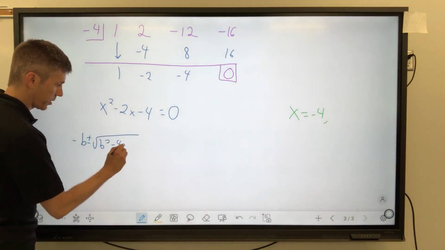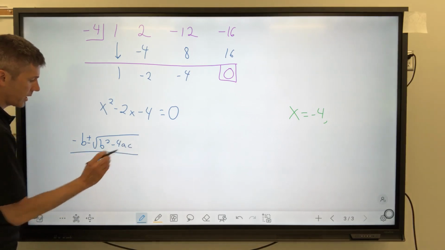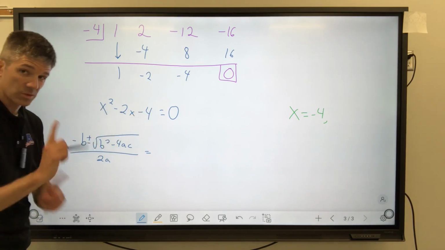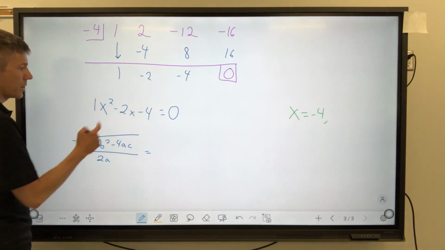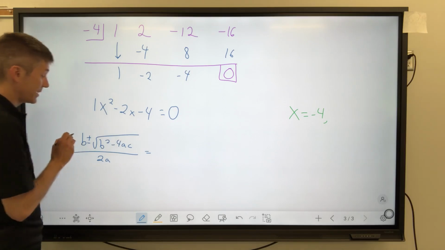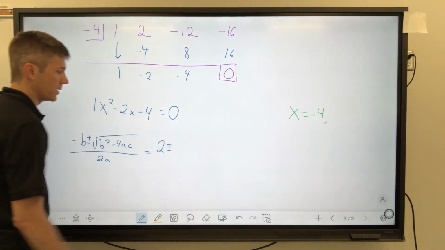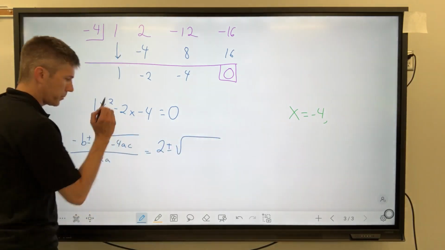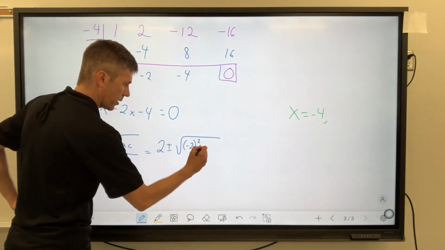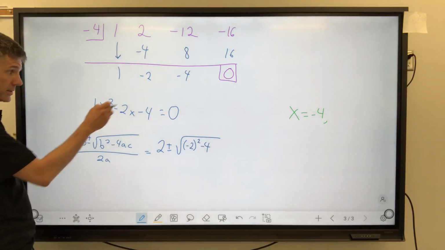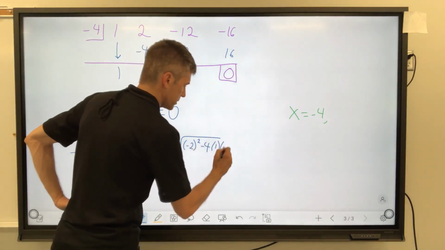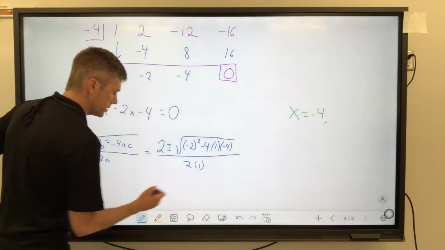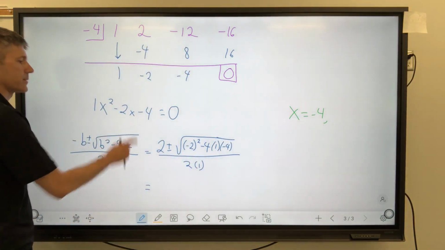Negative b plus or minus the square root of b squared minus 4ac, all divided by 2a. So here's a, here's b, here's c. Take the signs with you as you go. A is 1, b is -2, which means -b is +2. Plus or minus the square root of b squared, so -2 squared, minus 4 times 1 times the -4, 1 times -4, all divided by 2 times 1. Here we go.